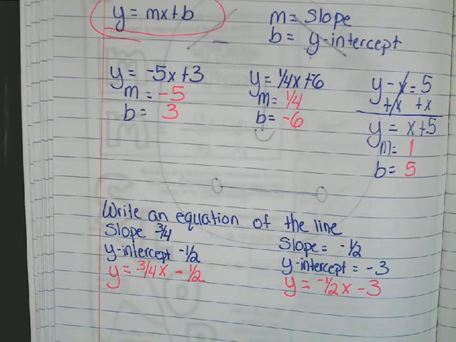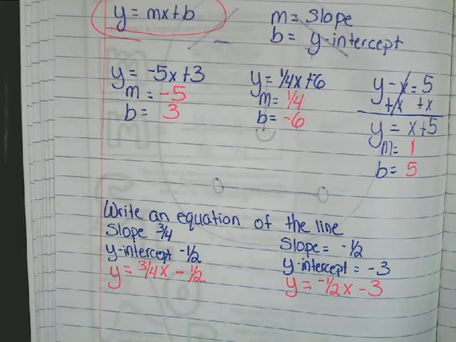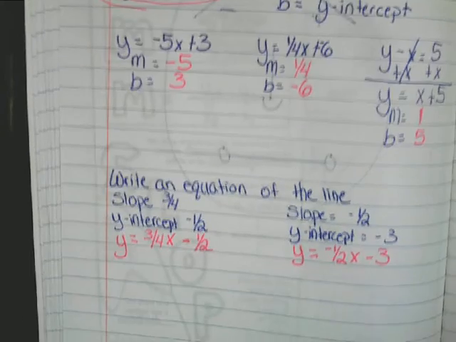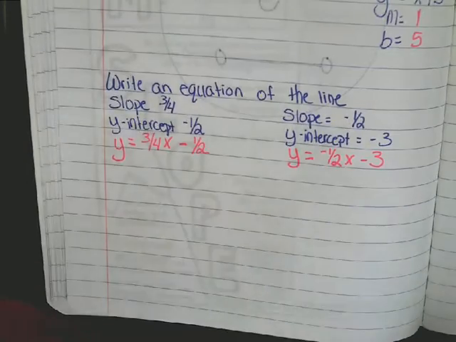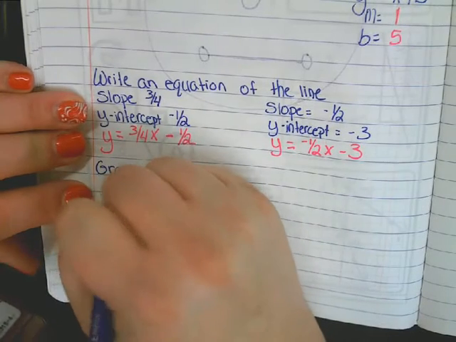Okay. So the next part of it, you're going to have to graph them. So given the equation, you have to graph. So if I ask you to graph y equals -3/2 x minus 1.